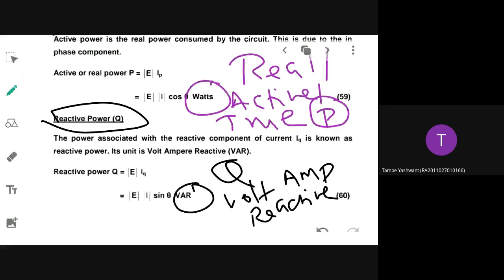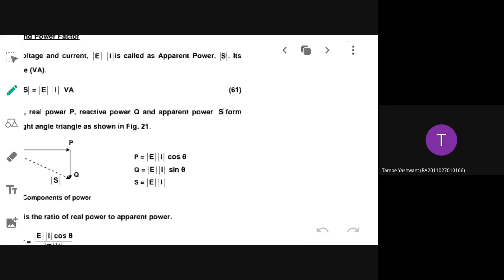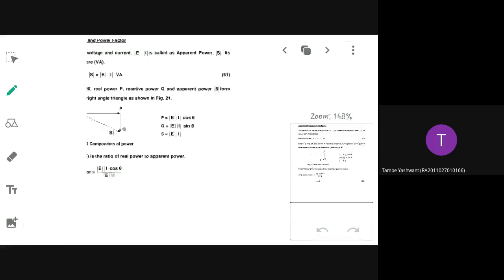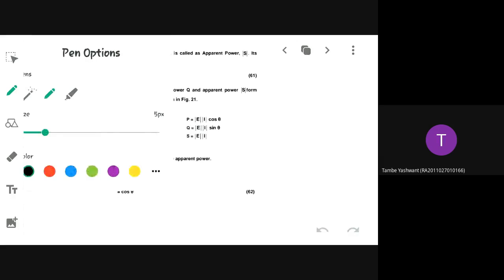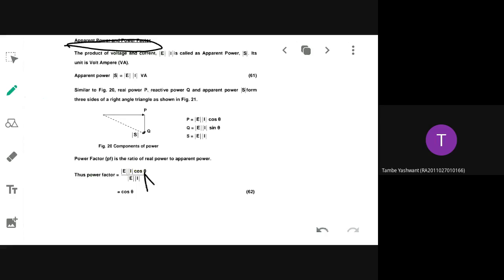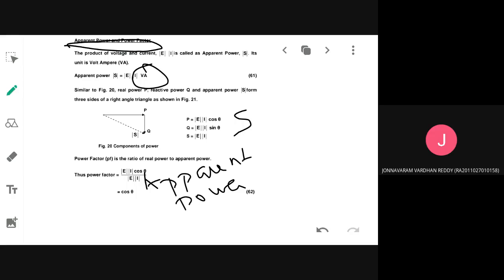And one more power, that is called apparent power, for which the notation that you commonly use is S, and the unit here is VA. VA means volt ampere. Now tell me, what are the three types of power in any system? Active power, reactive power, apparent power.